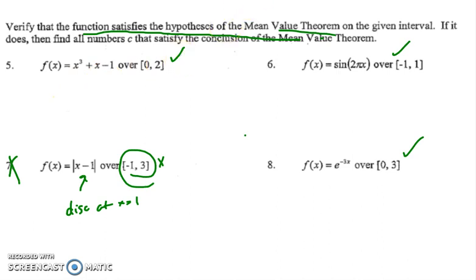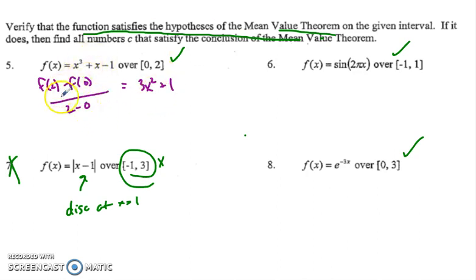Okay, so then let's just work through these. We need basically to say that f of 2 minus f of 0 divided by 2 minus 0, that's the average rate of change on 0 to 2, would equal the instantaneous rate of change, which is 3x squared plus 1, and I just did a quick power rule derivative there.